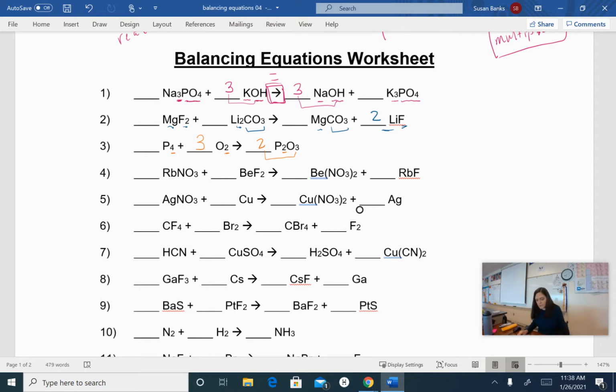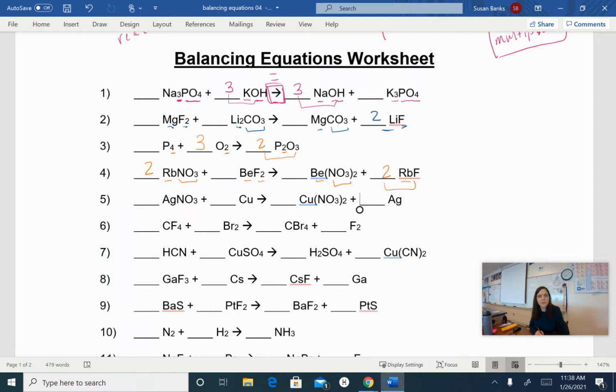Okay, let's look at number 4. I've got 1 rubidium and 1 rubidium. That's okay. I've got 1 nitrate group here, and I've got 2 nitrate groups here. So I need to go back and multiply this so that I can have 2 nitrate groups. That also means that I need to go back and multiply my rubidium now, because now I have to have 2 rubidiums on both sides. Okay, 1 beryllium, and 2 fluorines, and 2 times 1 gives me 2 fluorines.